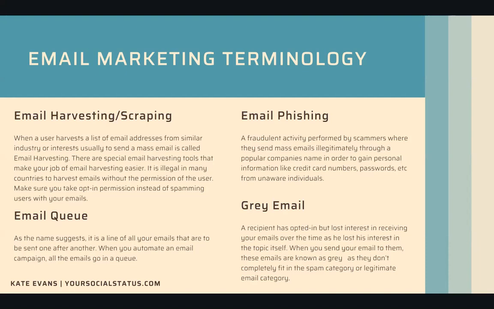Then we look at gray email. That is where somebody did sign up and opted into your list at one point in time, but then maybe they've just lost interest and they keep getting your emails and they don't unsubscribe themselves, but they're not interacting. So they're kind of just these dead people on your list that aren't going to convert in any way. But technically they did opt in and haven't unsubscribed. So they're just kind of there.